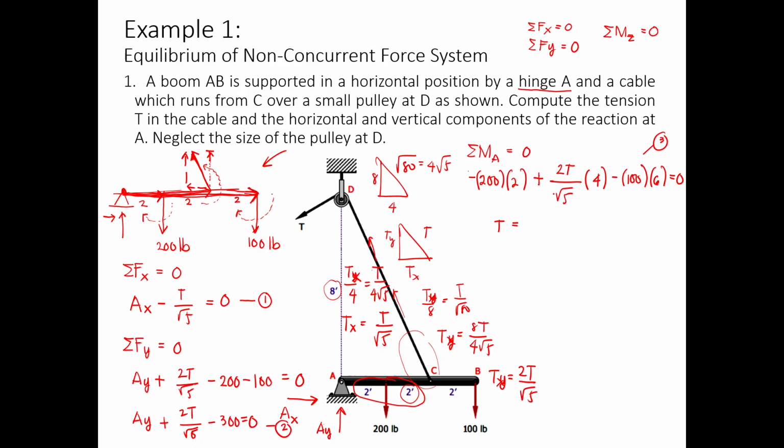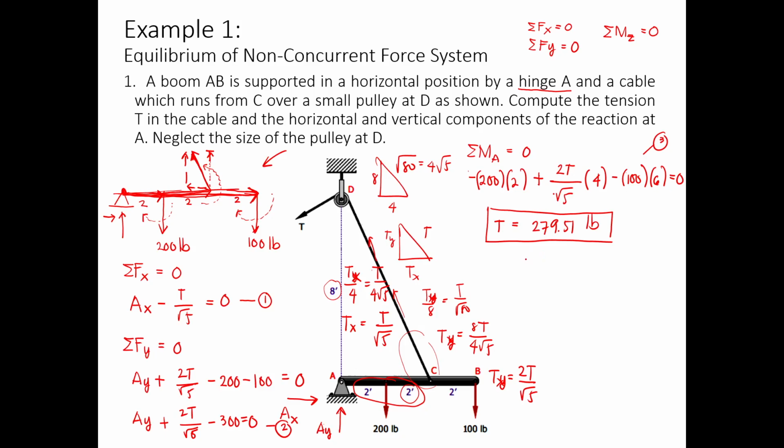So solving again for our tension, this will be 279.51 pounds. So we now have our tension T, the tension from the cable, and what's left for us to do is just use equations number 1 and number 2 to solve for the reactions at A.